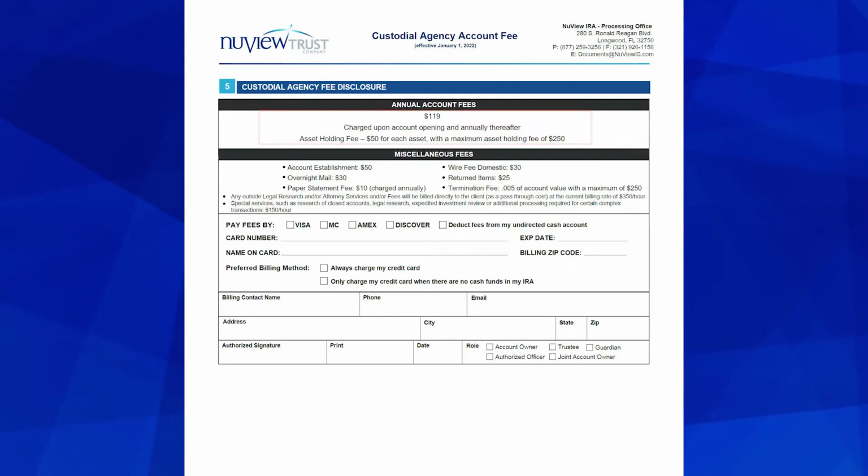Moving on, miscellaneous fees: the account establishment fee is $50. And then you have your other miscellaneous fees: overnight mail, paper statements, wire fees, returned items. What you don't see here are any transaction fees. That is because we have completely baked any transaction fee into our asset holding fee. So any purchases, sales, re-registrations, asset exchanges, whatever it may be, there is no fee for any of those. It is all included within the asset holding fee of $50 per asset.